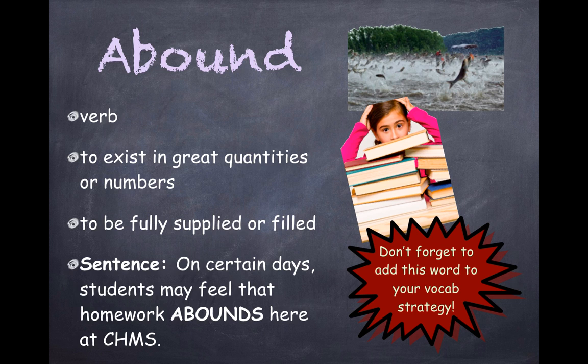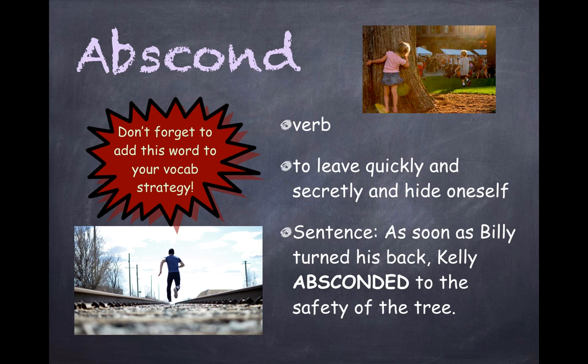The next word that uses ab is abscond. Abscond is also a verb, and it means to leave quickly and secretly and hide oneself. As soon as Billy turned his back, Kelly absconded to the safety of the tree, which is shown in the picture in the upper right-hand corner. There are a lot of words in this lesson that are very similar. They sound the same. All of these ab words, it's kind of tricky to keep track of all these definitions. So you might need to come up with some creative ways to remember what they all mean.